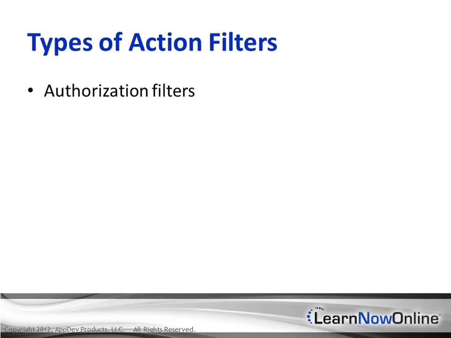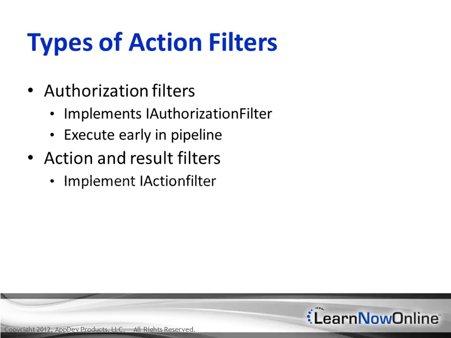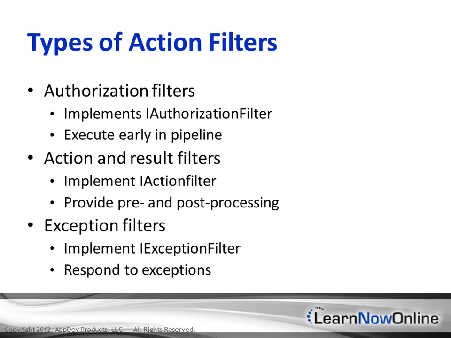Here are some types of action filters, the first of which are authorization filters. These implement the IAuthorizationFilter, and these execute early in the pipeline. The next one is action and result filters, which implement the IActionFilter, and also provide pre and post processing. The third type that we're looking at is exception filters. These implement the IExceptionFilter, and these also respond to exceptions that may occur in the particular action method.